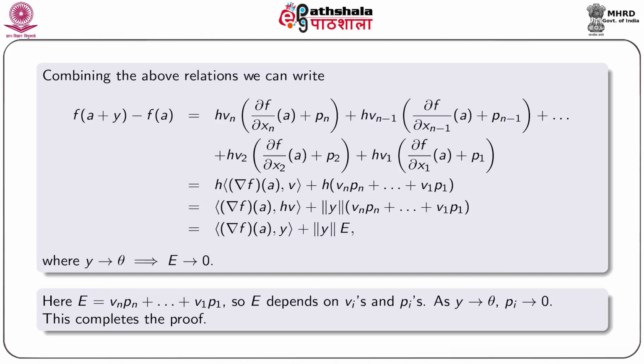So, it depends on v i's and p i's, and we have already seen that as y tends to theta, p i tends to 0. So, y tends to theta implies E also tends to 0. So, this completes the proof. So, we have studied two different sets of sufficient conditions for differentiability. Now, we are going to cite some examples in which we shall apply the previous two results.